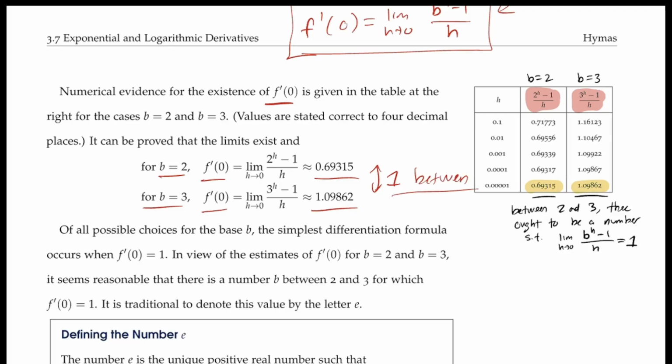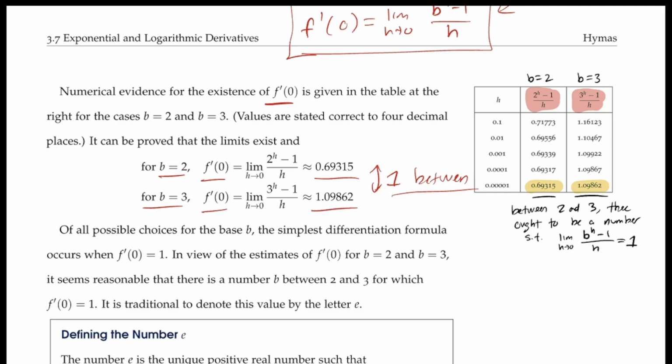And so the question is, what number will give us 1? And the really interesting thing is, you can figure this out using numerics and computer simulations. It's really easy to figure out what this number is. But at the point that calculus was derived, they didn't know what this number was. They did a lot of work to try to figure out what it was.